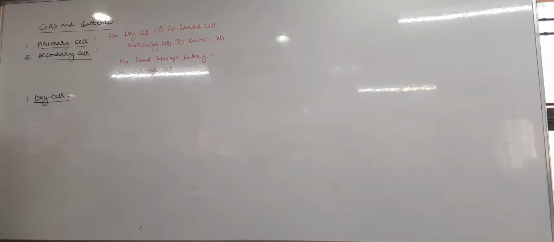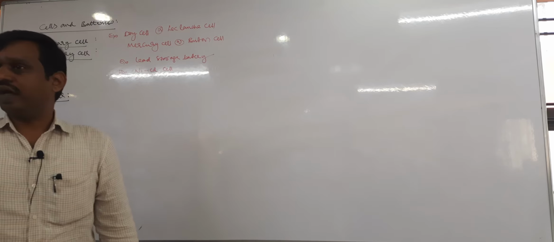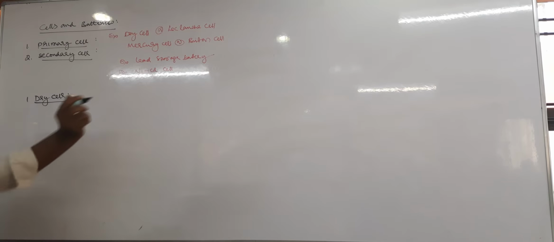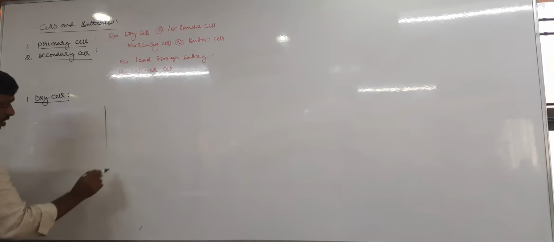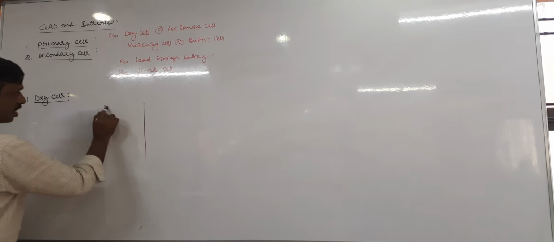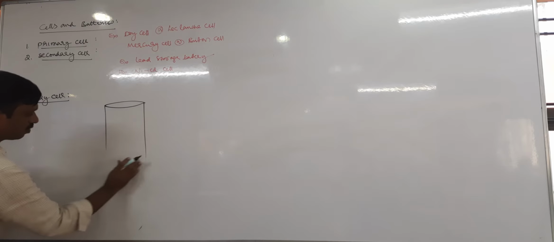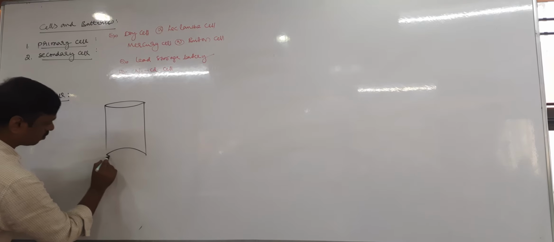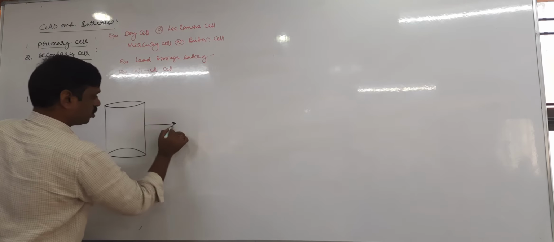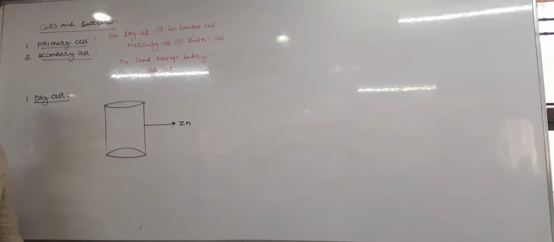Dry cell. Listen. So what is a dry cell? Here in the dry cell, what are the cathode, anode and cell reaction? See, a dry cell consists of a cylindrical vessel. Listen first. It consists of a cylindrical vessel which is made up of zinc. Therefore zinc.